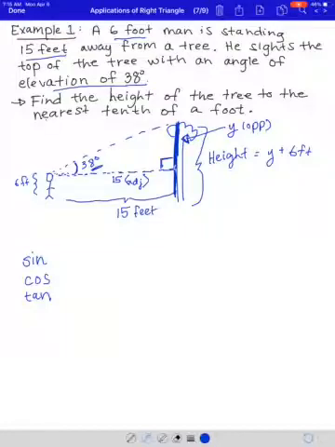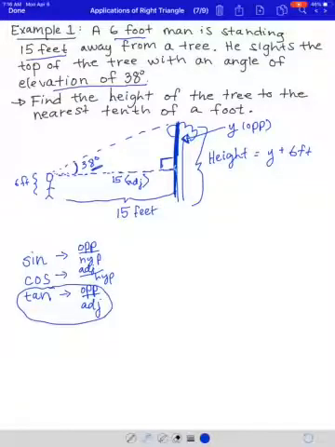So for our right triangle, we know the adjacent side, and we're trying to find the opposite side. So which of our trig functions uses opposite and adjacent? And if we remember, that's actually the tangent function. Tangent is opposite over adjacent. Sine is opposite over hypotenuse, cosine is adjacent over hypotenuse. And notice we don't know what our hypotenuse is, nor do we even care what it is for this problem. So tangent is definitely the function that we want to use.